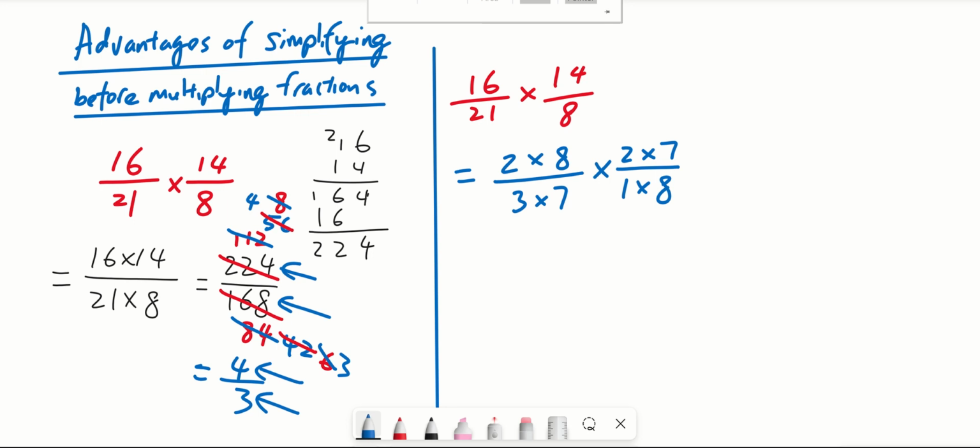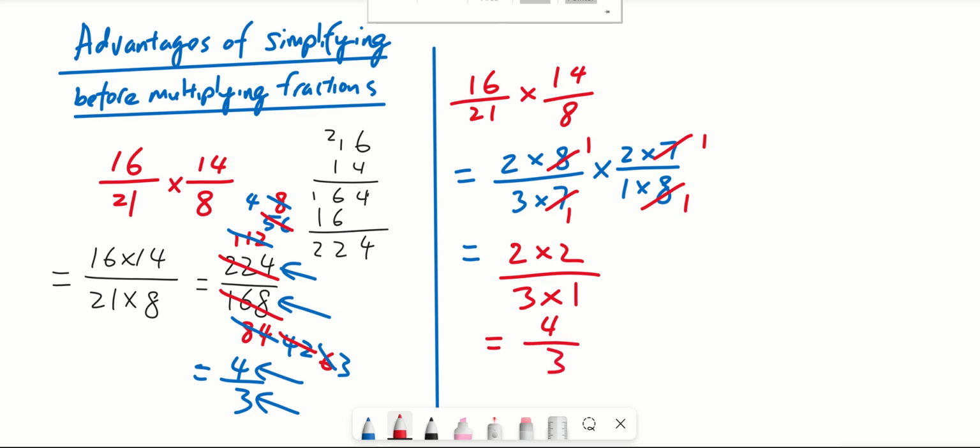So straight away you can see that there are common factors in the numerator and the denominator that can be crossed out. For example, I can cross out the 8s by dividing them by 8. I divide 8 by 8, I should get 1. I divide 8 by 8, I should get 1. I divide 7 by 7, I should get 1. I divide 7 by 7, I should get 1. And so I end up literally with 2 times 2 over 3 times 1, which is the same as 4 over 3.